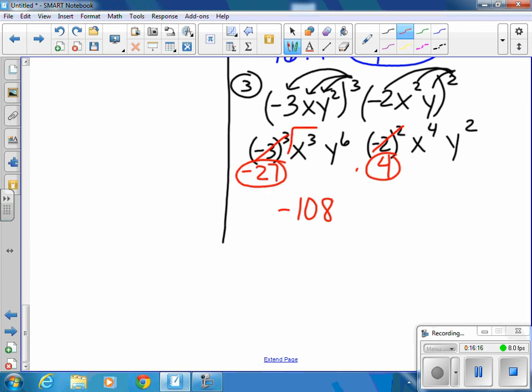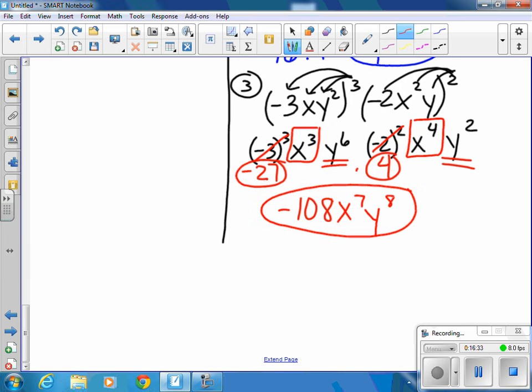Now you want to combine your x's and your y's together. I can put these 3 x's right here combined with these 4 x's, and now I have x to the 7th power. Then I can do y to the 6th combined with y to the 2nd. 6 plus 2 is going to give me y to the 8th power. Remember, your final answer needs to stay in alphabetical order for you to have it 100% correct. And coefficients always go in the front.